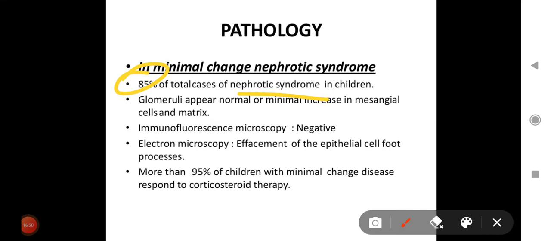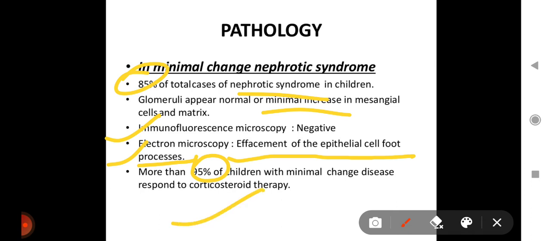Glomeruli appear normal, or there is a minimal increase in mesangial cell matrix. Immunofluorescence microscopy is negative. There are no abnormalities seen in the mesangial matrix. Electron microscopy may show effacement of the epithelial cell foot processes, and more than 95% of patients with minimal change disease respond to corticosteroid therapy.